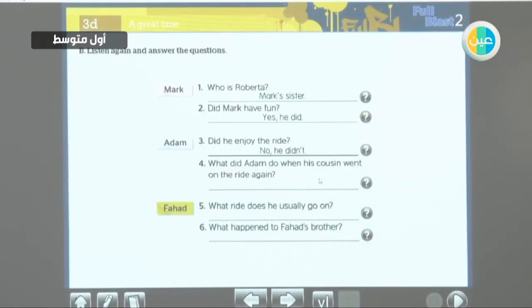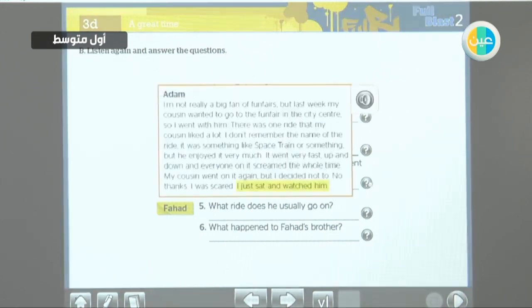4. What did Adam do when his cousin went on the ride again? He sat and watched him. Let's see. I just sat and watched him.